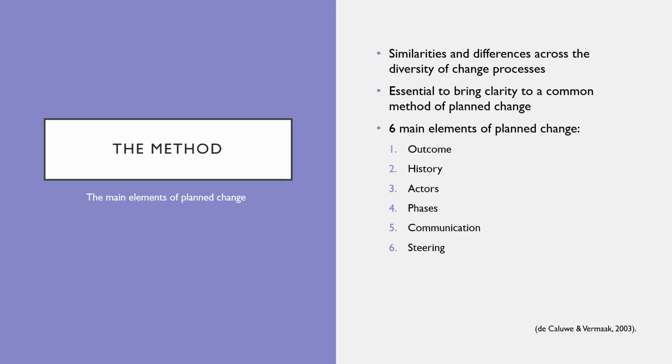of blind spots. Certain elements appear to be present in successful change processes, and there appear to be 6 common recurring elements. The first is outcome, also known as goals, results, direction, improvement, and renewal. 2. History, the cause, the need, the motive. 3. Actors, the roles, the parties, and the social dimension. 4. Phases, steps, sequence, and technical aspects. 5. Communication, the interaction, cultural aspects, and sense-making. And lastly, 6. Steering, the monitoring, the directing, and the managing.